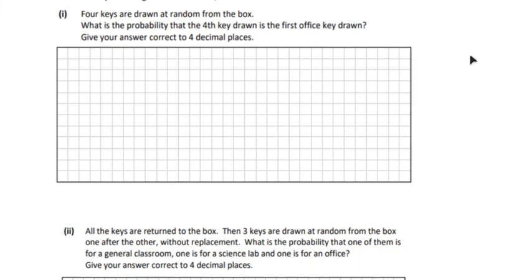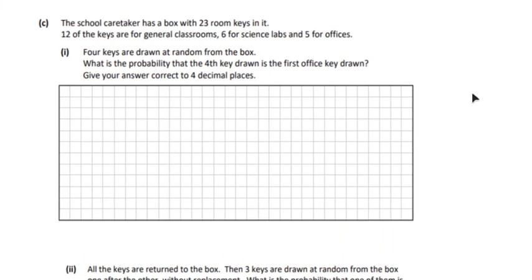So we'll run on to part C anyway. And so we're back to probability here. The school caretaker has a box with 23 room keys in it. 12 of the keys are for the general classroom, so general. Science labs. And the others then are office.